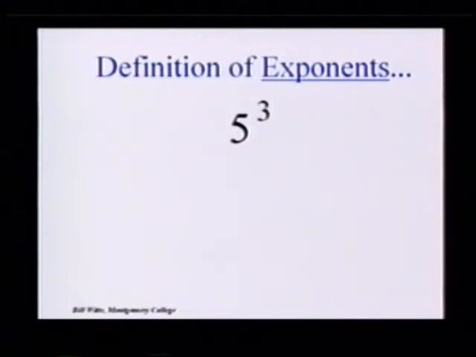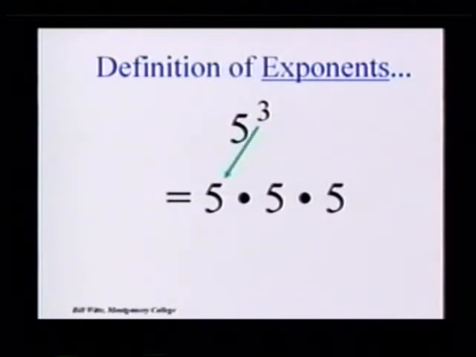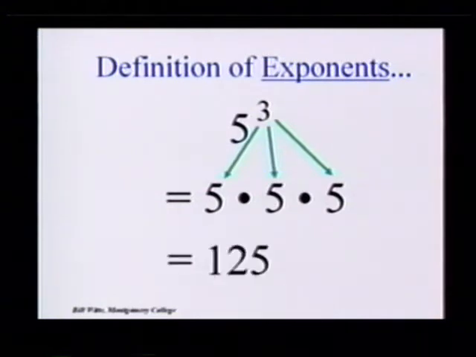For instance, 5 to the third power, not 5 times 3, 5 to the third power is 5 times 5 times 5, 3 times. Of course, we can only do 2 at a time. So we get an answer, 5 times 5, 25, and then take that result and multiply it times the next one and get, in this case, 125.